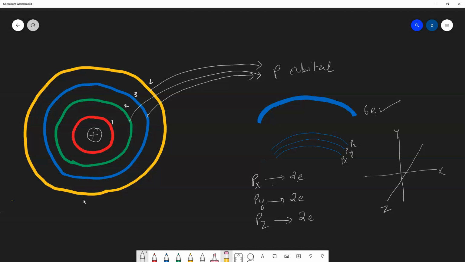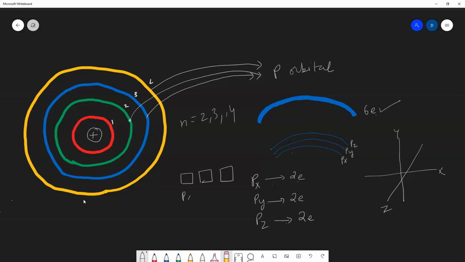In fact, there are 3 p orbitals in shell number 2, 3 p orbitals in shell number 3, and 3 p orbitals in shell number 4, and each of these p orbitals can have a maximum of 2 electrons. In some textbooks, they show these orbitals as square boxes like this.